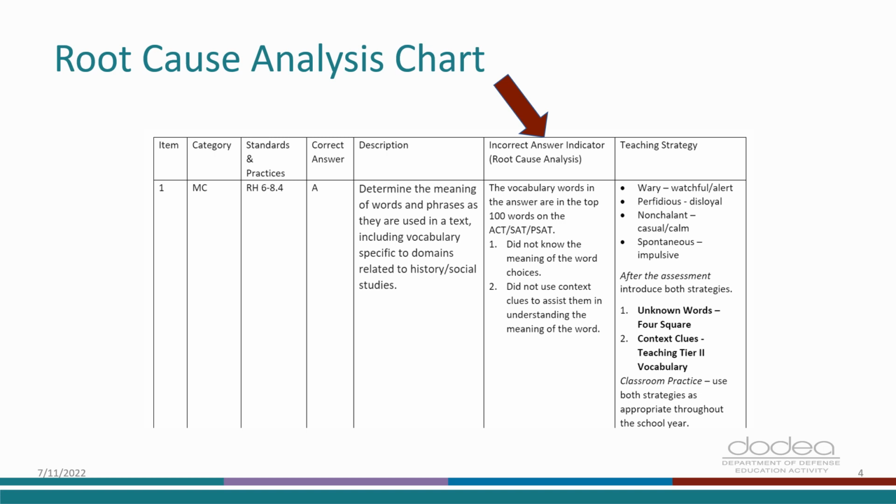Question 1 was a vocabulary question. The vocabulary could be discipline-specific, Tier 3, or academic language, Tier 2. The language in the 8th grade assessment is academic language embedded in a primary source document. The answer choices were selected from the ACT, SAT, PSAT top 100 words. Based on the question, 2 potential root causes were identified. They didn't know the meaning of the word, or they did not use the context clues to assist them in identifying the meaning of the word.